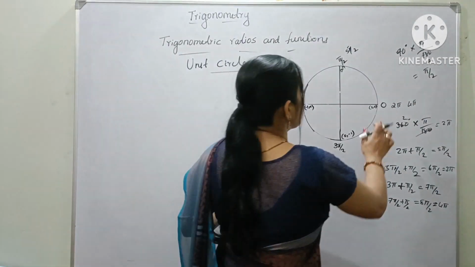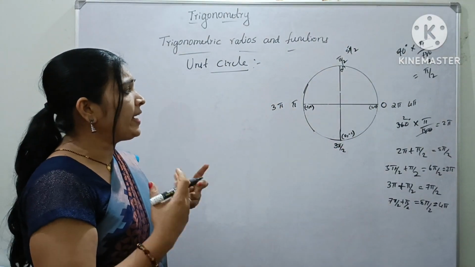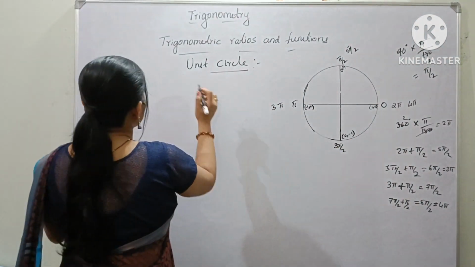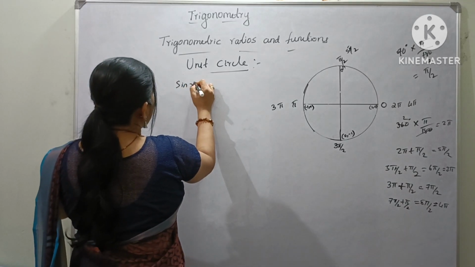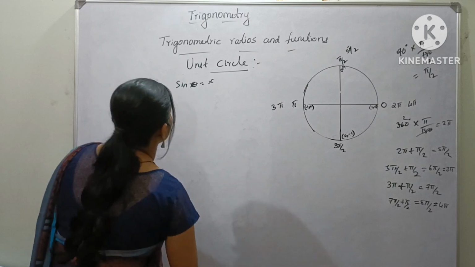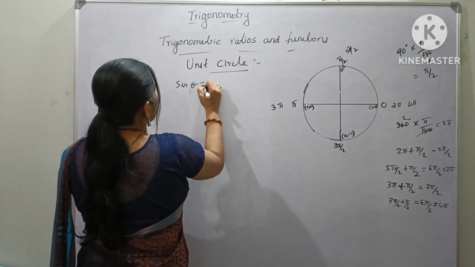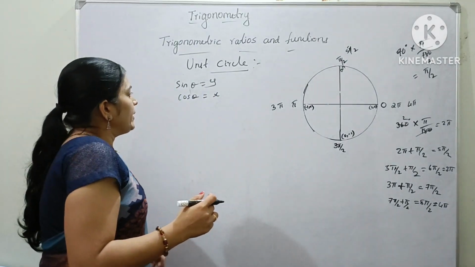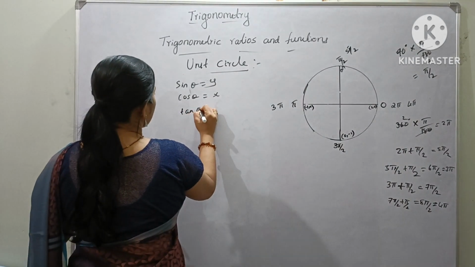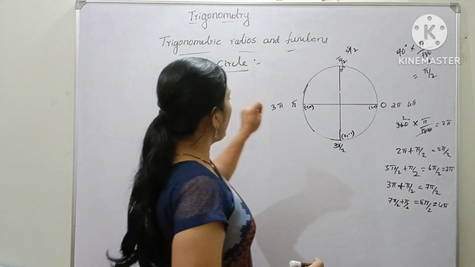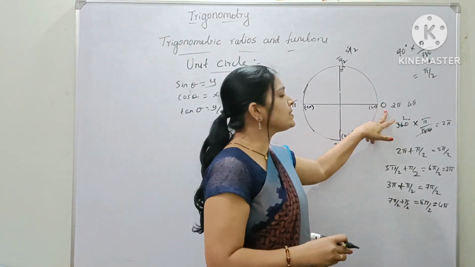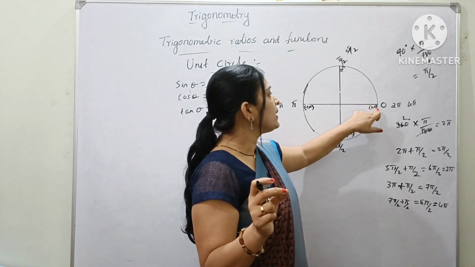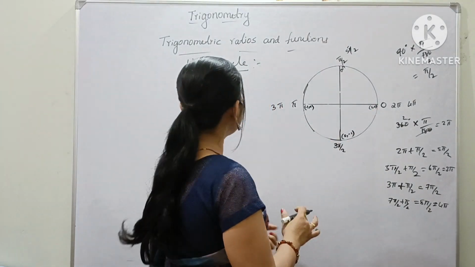So first one is 0. What is the sine value? Sine 0. We know that in the unit circle, sine theta is equal to y, cos theta is equal to x, and tan theta is equal to y by x. So sine 0 is the y coordinate, which is nothing but 0.